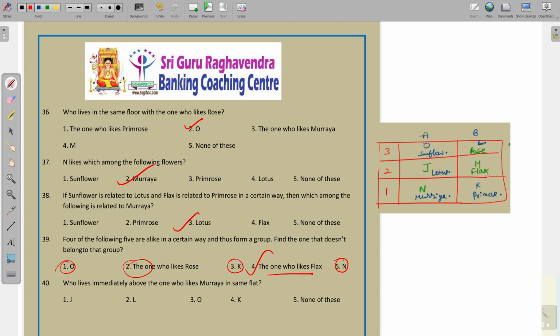Question number 40. Who lives immediately above the one who likes Muria, in the same flat? So, immediately above, that is J, lotus. Okay, so option 1 is the answer.